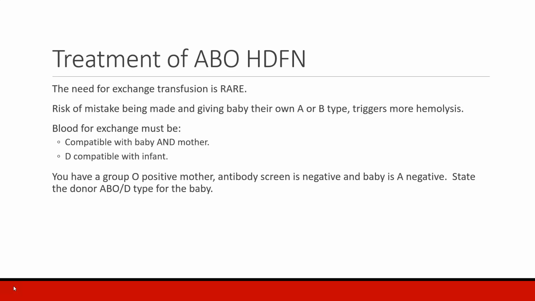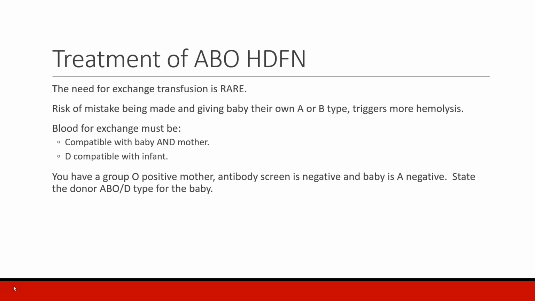So this is why when we're setting up blood for an exchange transfusion, the blood must be compatible with the baby and the mother. This will eliminate any errors that may occur where you mistakenly select a Group A unit for this Group A baby when in fact that can't be done. So we're going to cross-match the donor both with the mother and the baby. And it has to be D compatible with the infant, meaning if the baby's D pos, we give D pos, D neg, we give D neg.